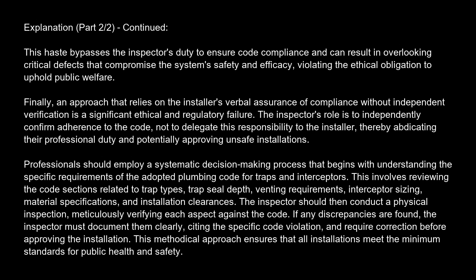Professionals should employ a systematic decision-making process that begins with understanding the specific requirements of the adopted plumbing code for traps and interceptors. This involves reviewing the code sections related to trap types, trap seal depth, venting requirements, interceptor sizing, material specification, and installation clearances. The inspector should then conduct a physical inspection, meticulously verifying each aspect against the code. If any discrepancies are found, the inspector must document them clearly, citing the specific code violation, and require correction before approving the installation. This methodical approach ensures that all installations meet the minimum standards for public health and safety.